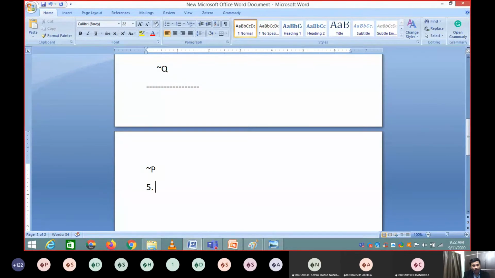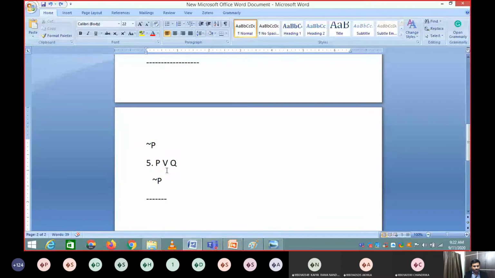So P OR Q is a statement, then I will take negation of P. What can be the inference from these two statements? You can just join them by using resolution, then you will get the output. See, what is the inference from these two? Q. Yes, what you said is right, that is Q.